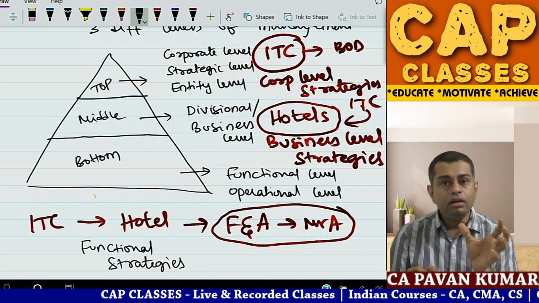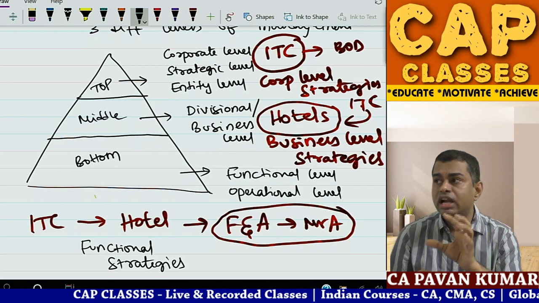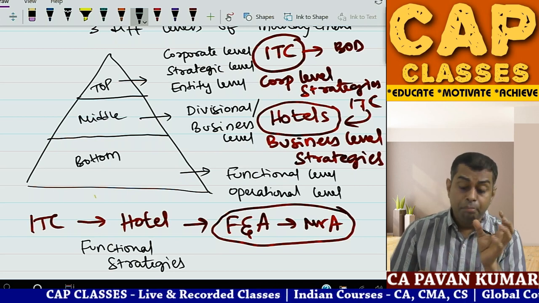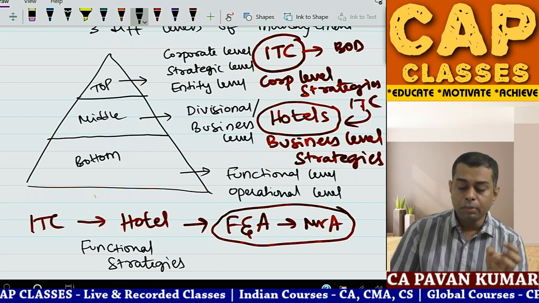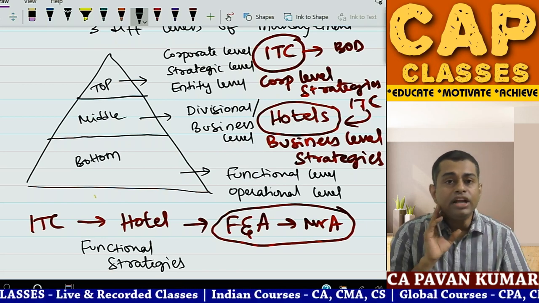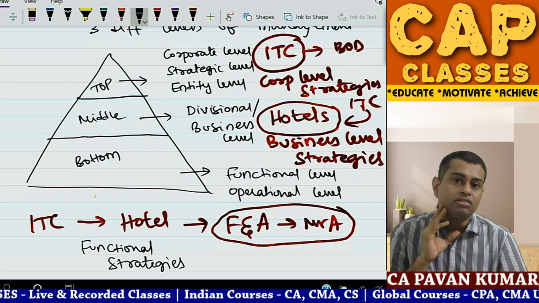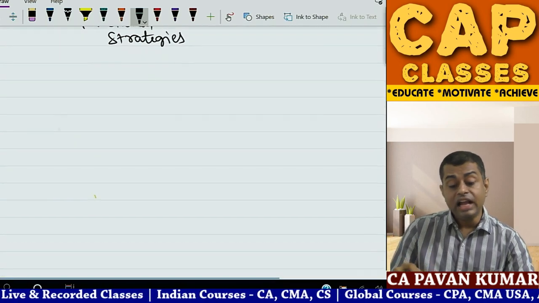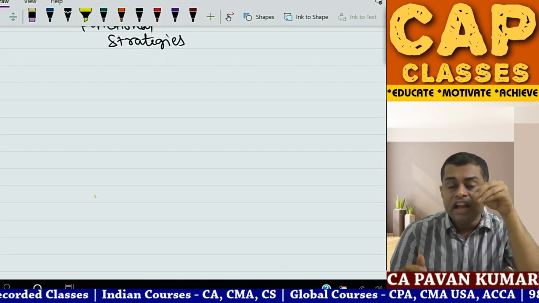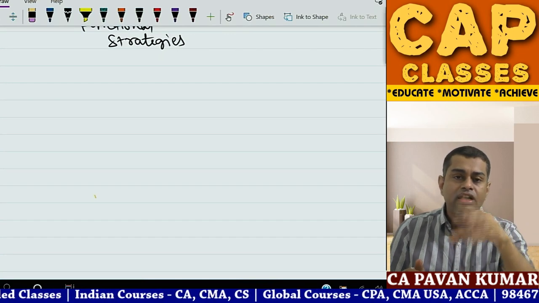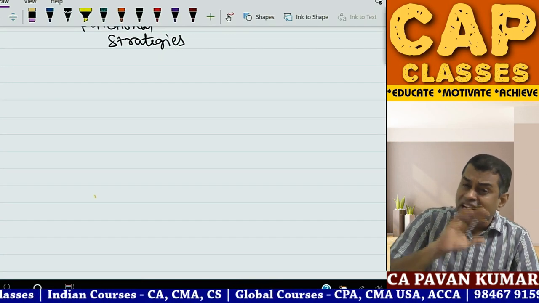So top level people will develop corporate level strategies. Middle level people will develop business level strategies. Bottom level people will develop functional level strategies. You understand? Next, I'll explain all these three chapters, a bird's eye view, before we enter into what is corporate level strategy and what is business level strategy. I'll give you a clear picture.